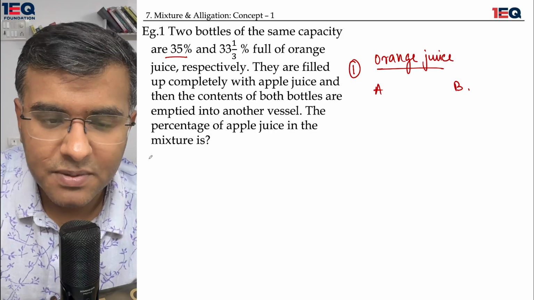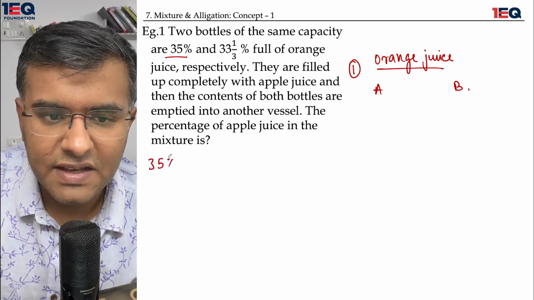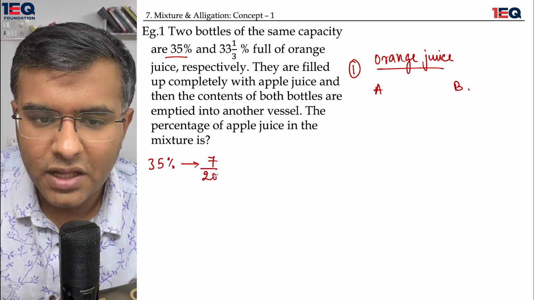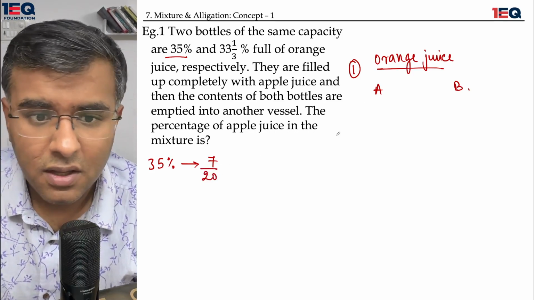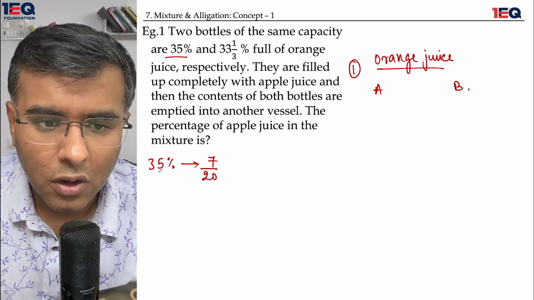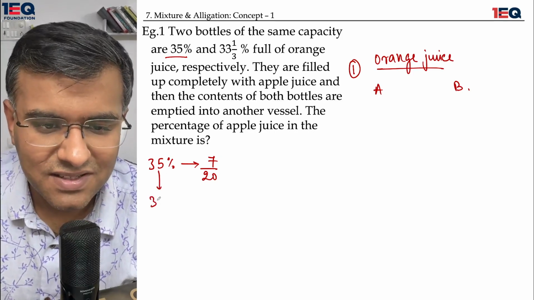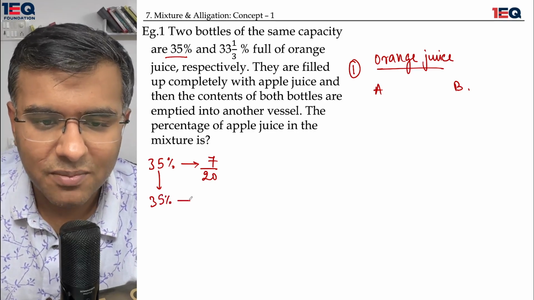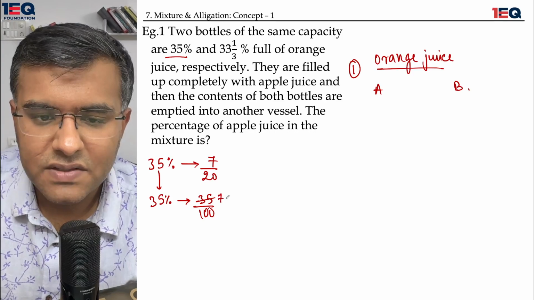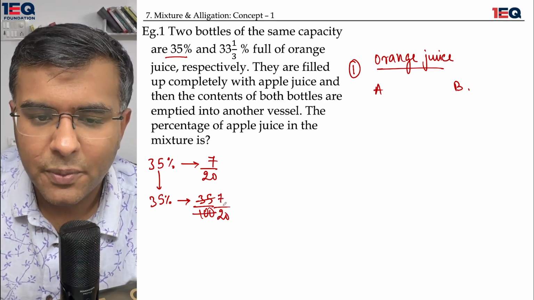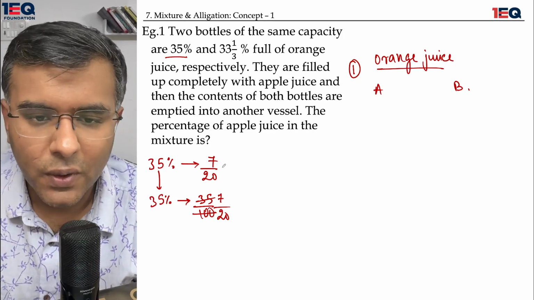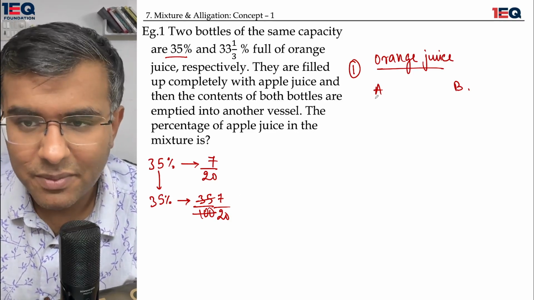When I say 35%, I can very conveniently say that 7 out of 20 portion we are talking about. How do I get to this? 35% can be replaced by 35 upon 100. 5 sevens are 35 and 5 twos are 20. So 7 by 20. You need not go to the percentages chapter now. So we are here at 7 by 20.